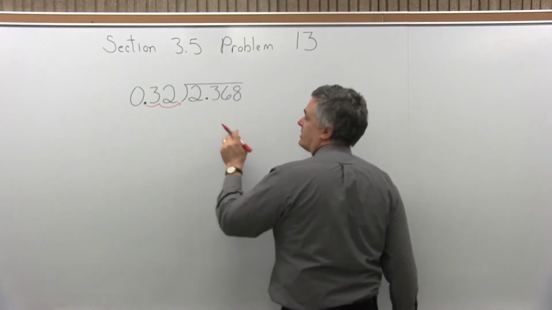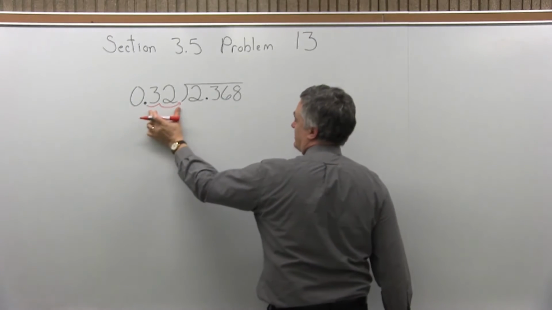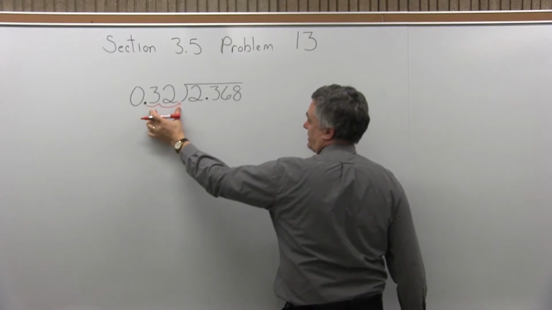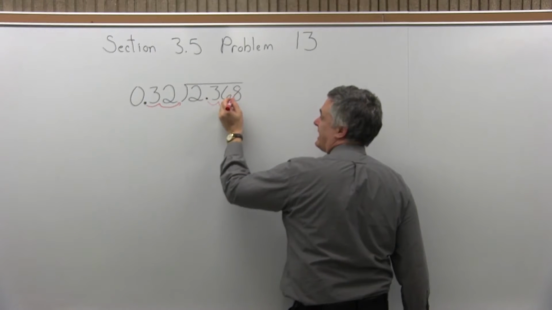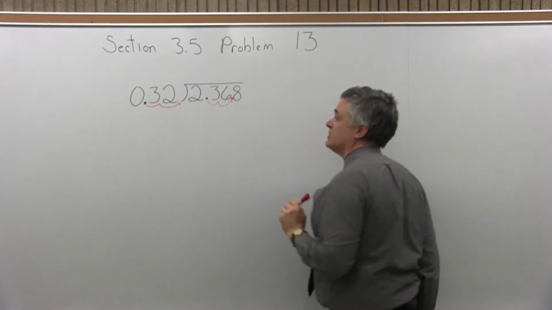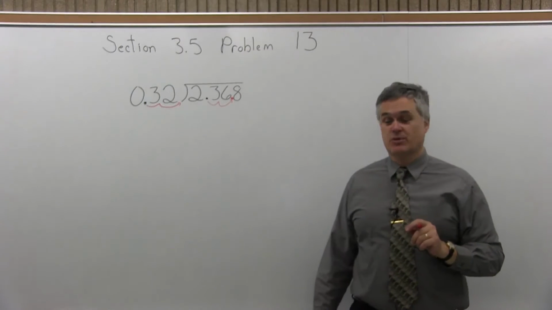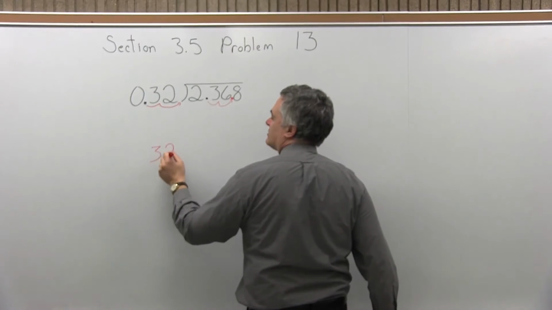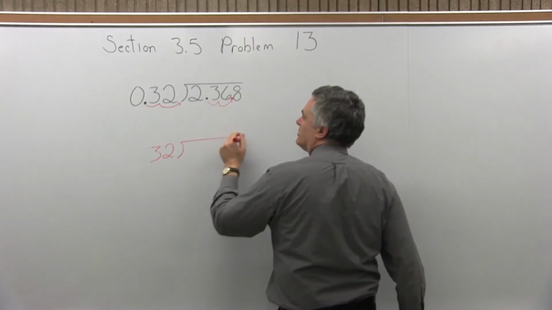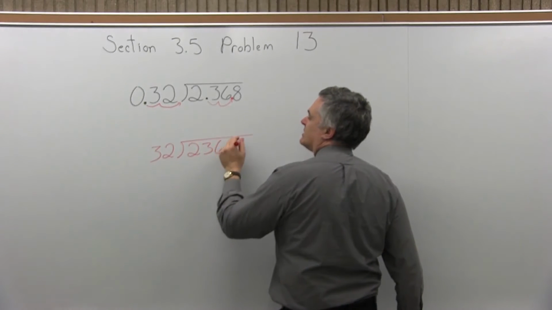The important thing to know is for the number underneath the division symbol, I have to move the decimal the same number of spots as what I needed to move it out in front. So for the number in front, the decimal moved 2 spots. For the number underneath, it has to also move 2 spots. So instead of 2.368, it's really 236.8. So it essentially creates a new problem that'll have the same answer as the original problem. 32 divides into 236.8.